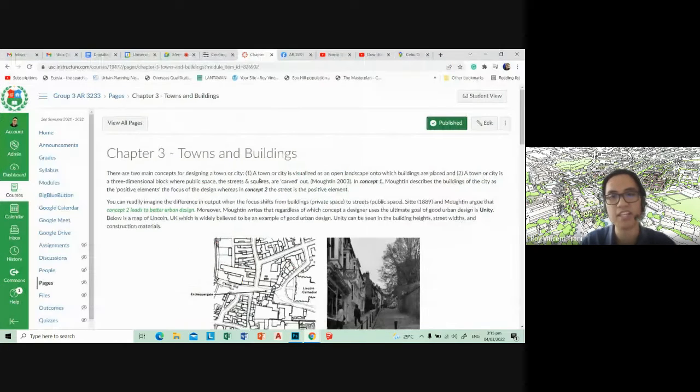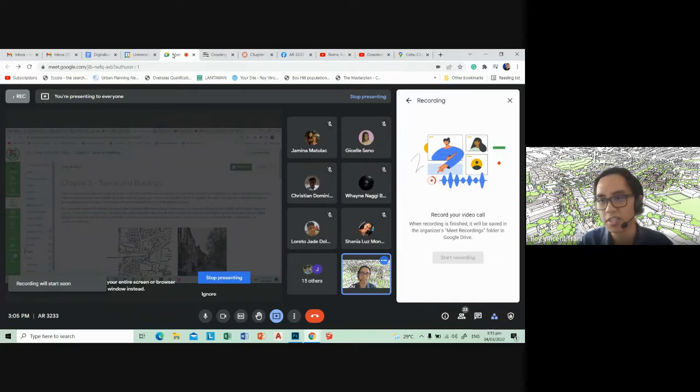But that's basically the two concepts that Moughtin describes here. So for more detail on that, you can read the reference book. But in summary, concept one, Moughtin describes the buildings of the city as the positive elements. Whereas concept two, the street is the positive or the main element. Any questions on that?